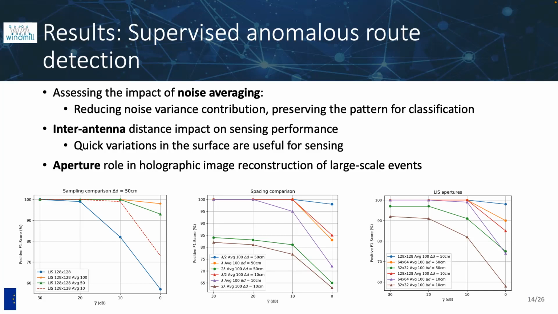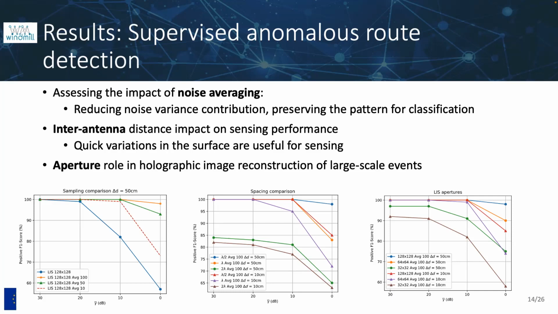Finally, another insight we wanted to provide is that we fixed the spacing at lambda over 2, so the best case here. And we just changed the number of antenna elements. So we increased the aperture of the LIS. And again, we see that the higher the number of antenna elements, the higher resolution image, the better the detection.